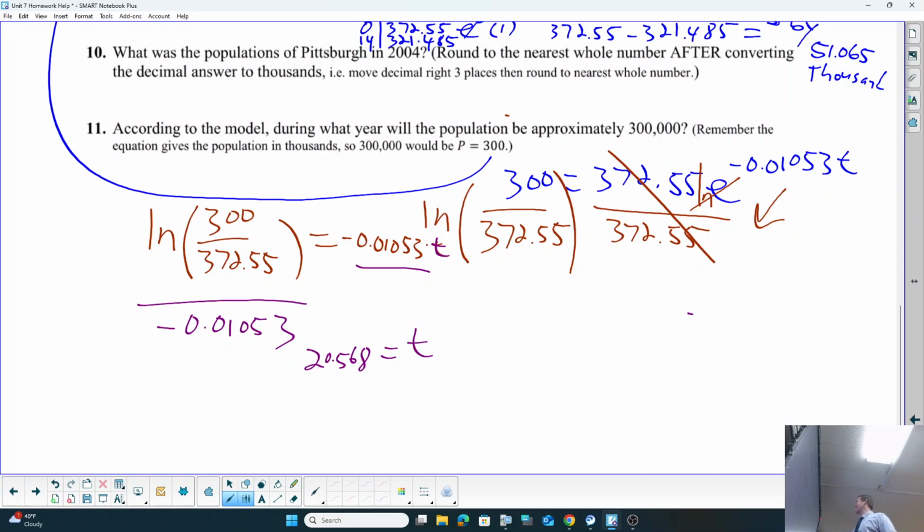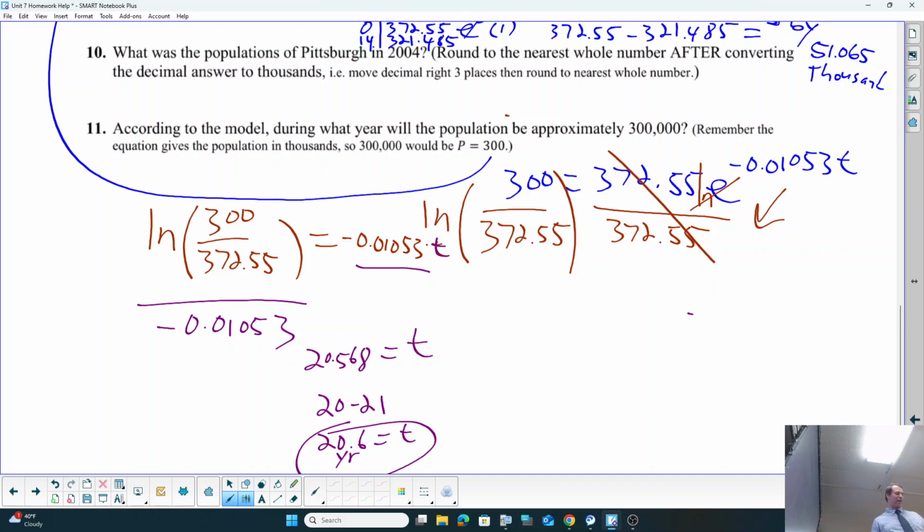So t is equal to 20.568, right? And so during what year? I guess the 20th year, or 20 and a half years. So between 20 and 21 years, basically, right? So between the 20.6 years, or 20 and a half year. Nice. I like it a lot. There we go. Yeah, it looks good.